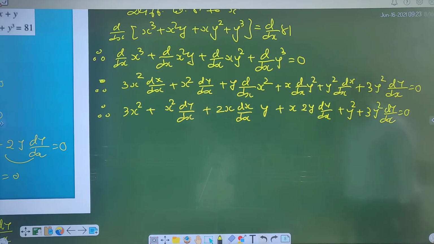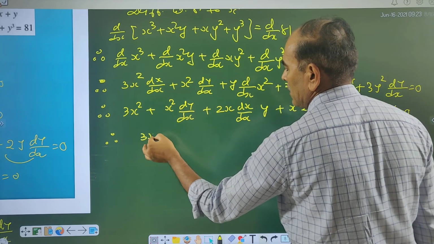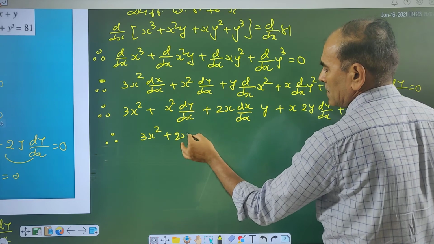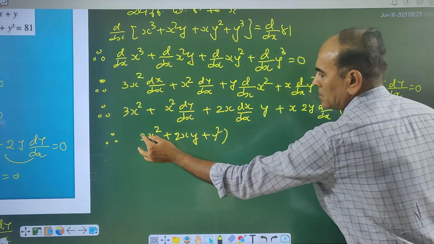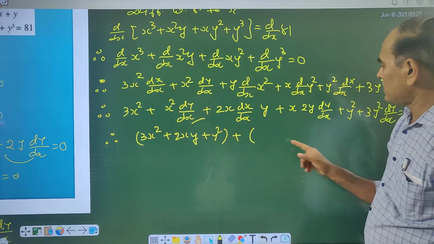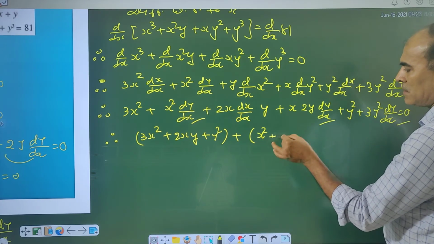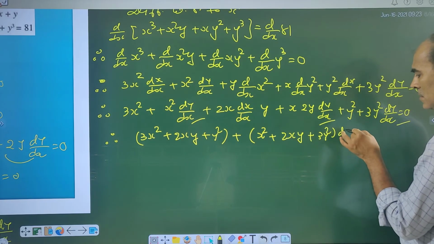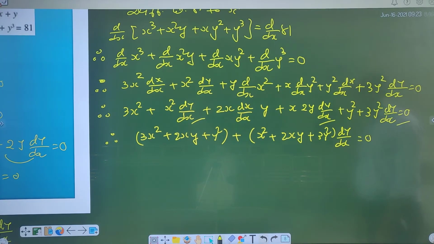Yes or no? Now collect terms not considering dy by dx. Here 3x square, here 2xy, and here we get y square. Put it into one bracket, plus take dy by dx common from this one and this one. What do we get from there? X square. Here we get 2xy. Here we get 3y square into dy by dx equal to 0.